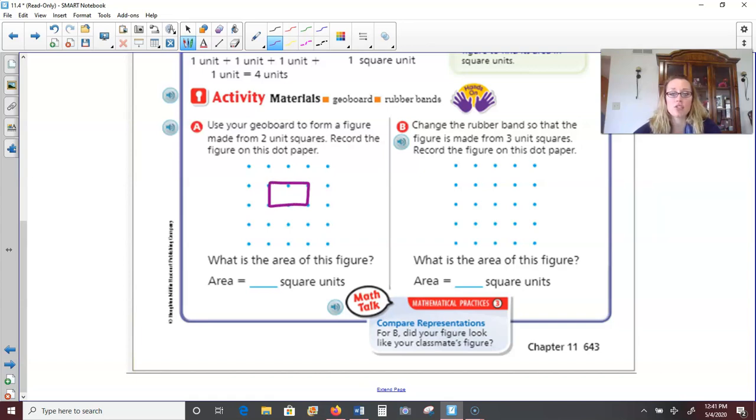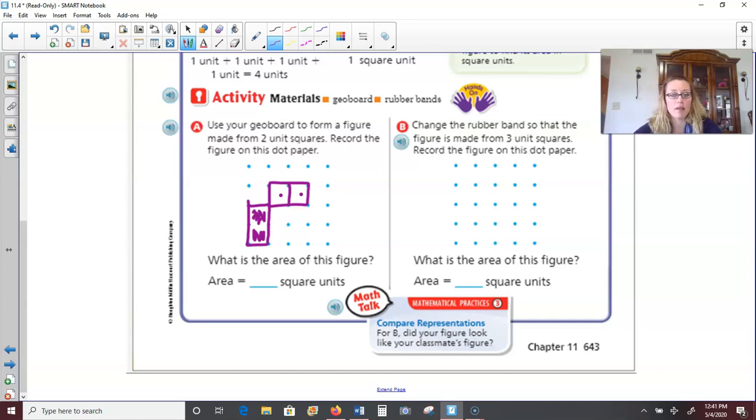So if I trace the shape I just made, you will see, I'm going to split it here, that I have 2 square units. So this shape has an area of 2. Now I could have also drawn a shape more vertically, and that shape has an area of 2 square units as well, because you see here's 1 square unit and then 2 square units.